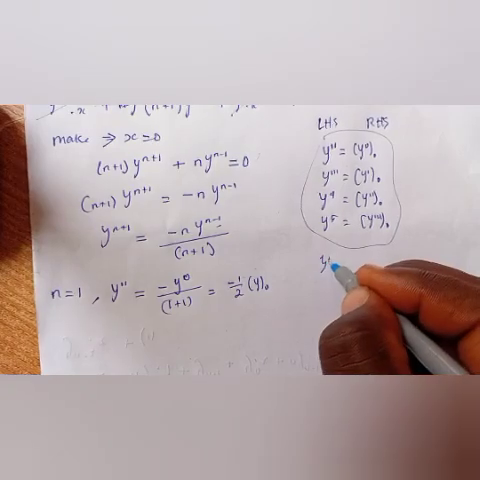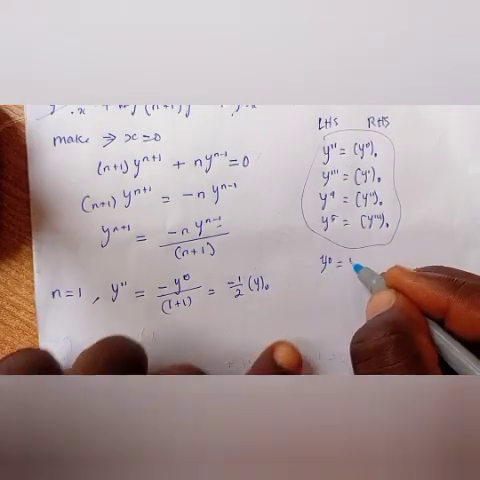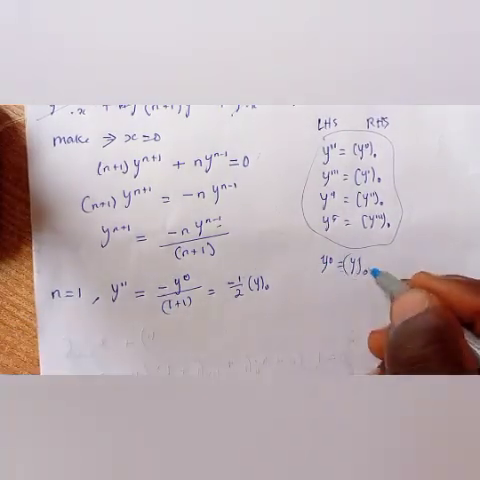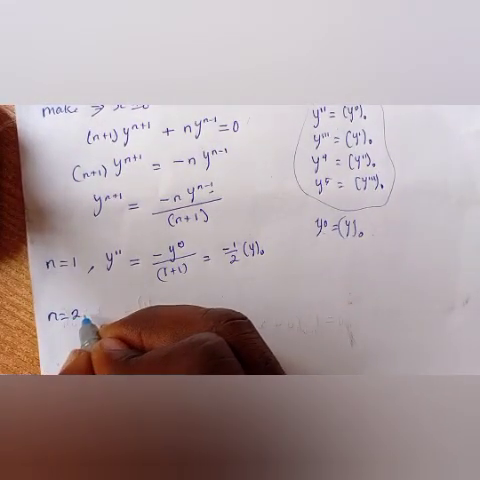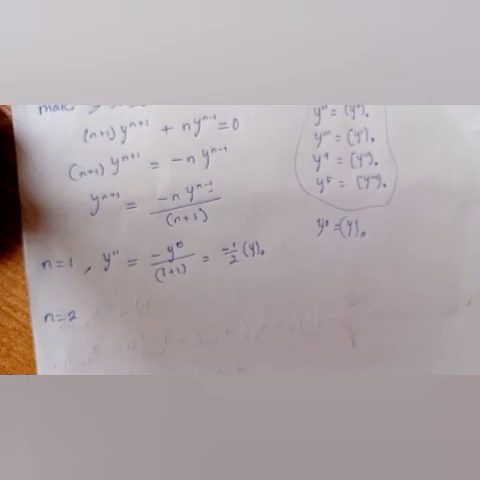So if you have y0, it is the same thing as y. So now we have n. When n equals to 0, we are going to find the series of this.